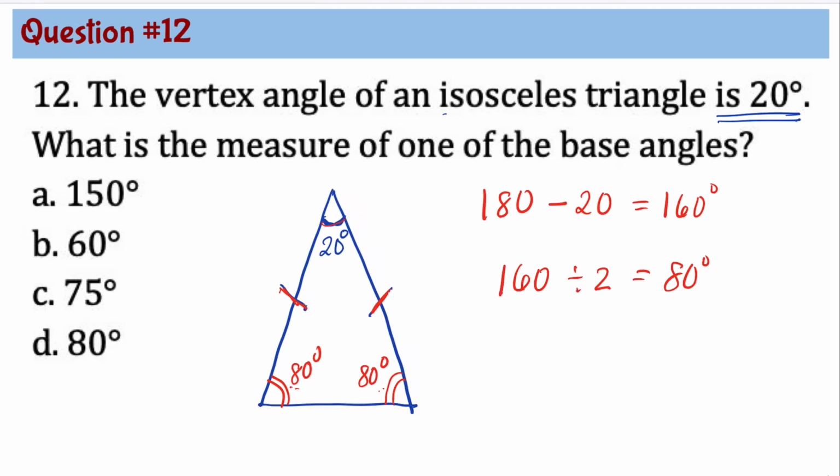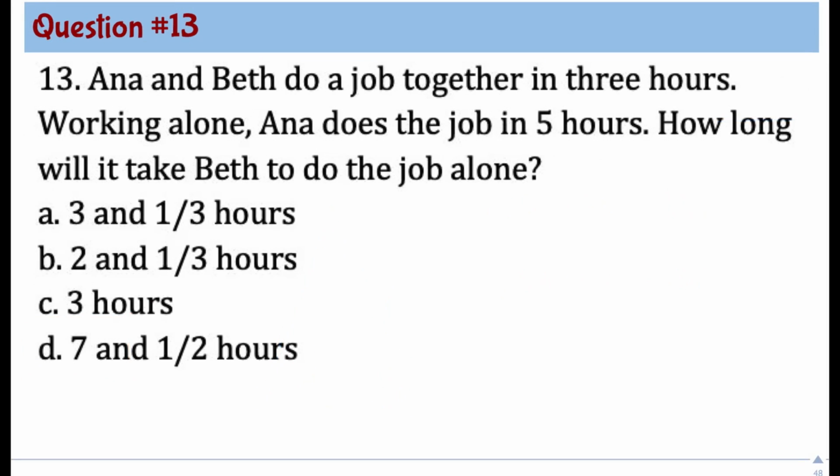That is why we subtracted 180 minus 20, that's 160. And then we split up 160 between the two base angles. So 80 plus 80 is 160, plus 20, that gives us 180 degrees. Question number 13. Anna and Beth do a job together in 3 hours. Working alone, Anna does the job in 5 hours. How long will it take Beth to do the job alone?